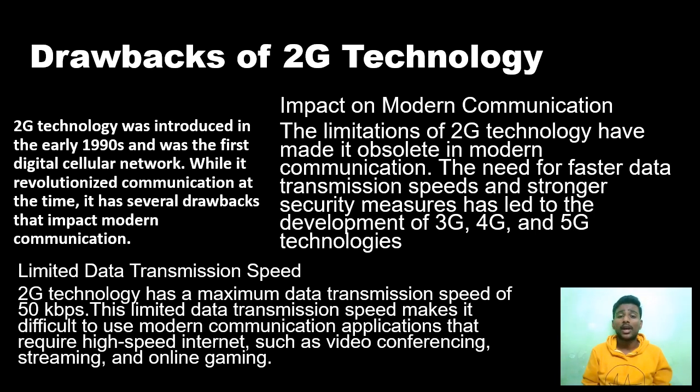The major drawback of 2G technology was the limited data transmission speed. 2G technology has a maximum data transmission speed of 50 kbps, meaning kilobits per second. This limited data transmission speed makes it difficult to use modern communication applications that require high-speed internet, such as video conferencing, streaming and online gaming.